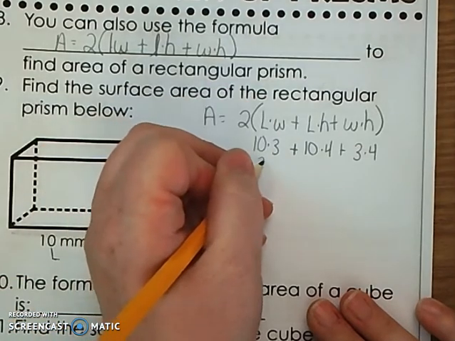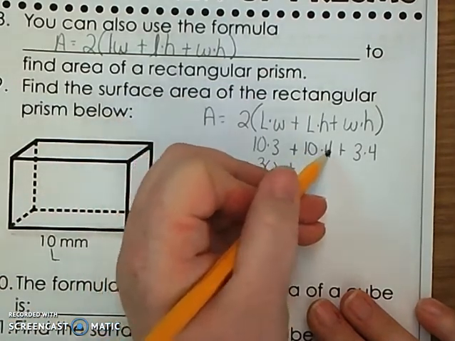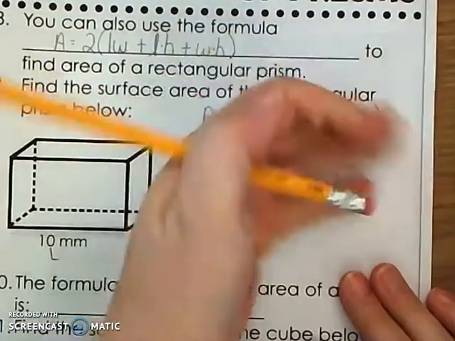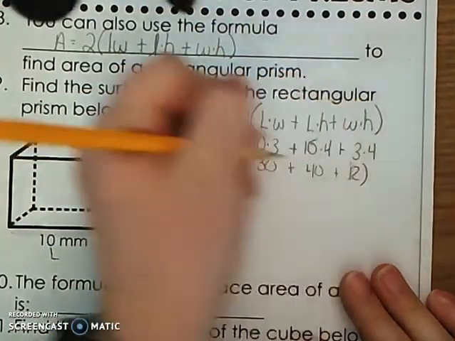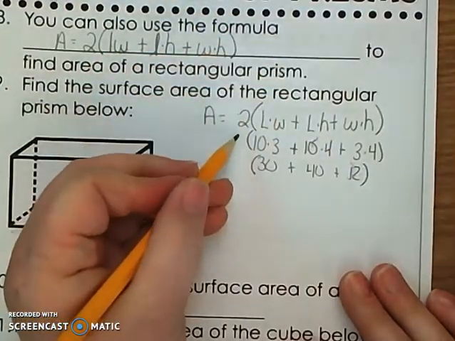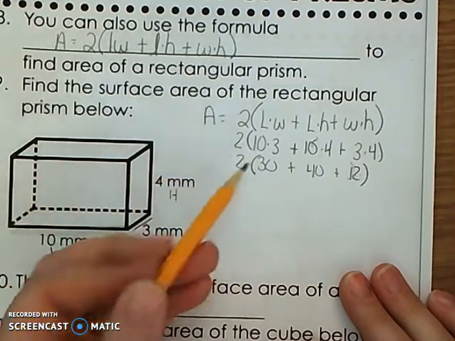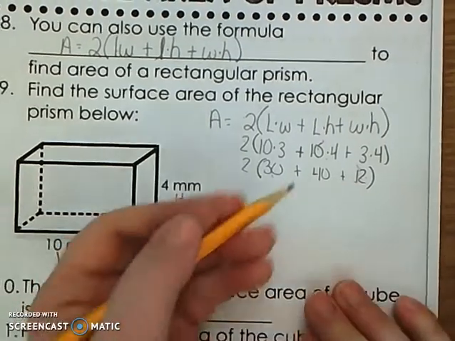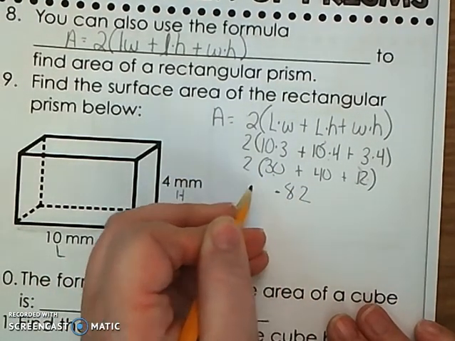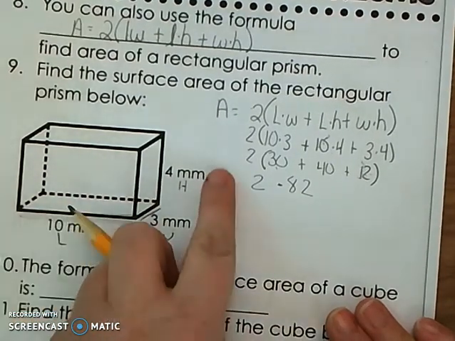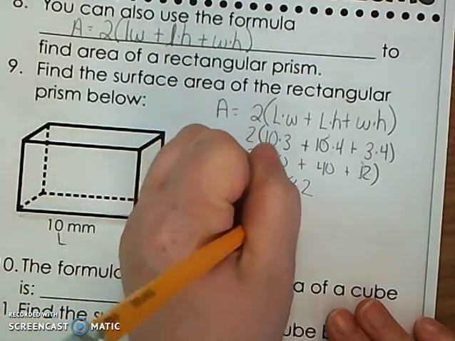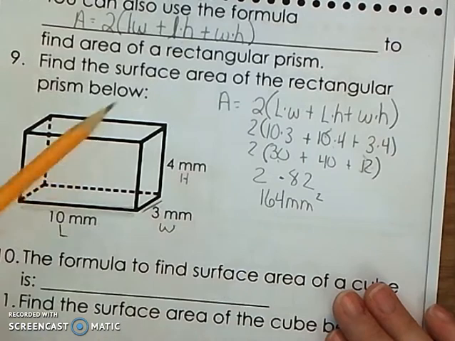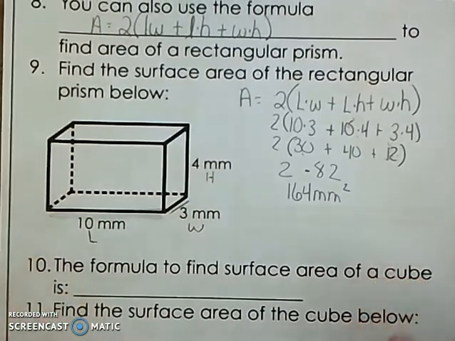10 times 3 is 30. Plus 10 times 4 is 40. Plus 3 times 4 is 12. And we're multiplying all of this by 2. Okay, so 30 plus 40 is 70. 70 plus 12 is 82. Times 2 is 164 millimeters squared. So you can use the formula to do that if you want.